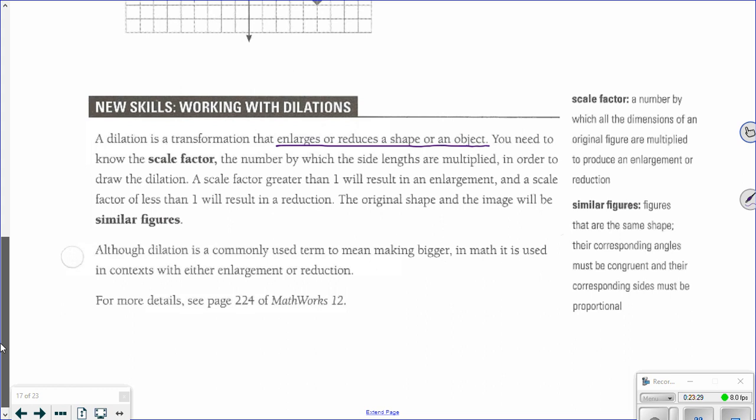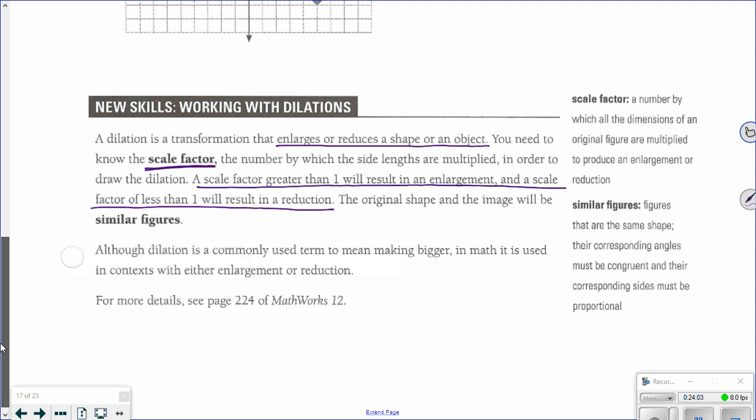In order to do a dilation, you have to know the scale factor, which is the number by which the side lengths are multiplied in order to draw the dilation. So a scale factor greater than 1 will result in an enlargement, and a scale factor of less than 1 will result in a reduction. Okay, this is good to know because it helps you know if what you've done is right. If your scale factor is bigger than 1, so 1, 2, 3, 4, 5, you should end up with a bigger shape in the end.